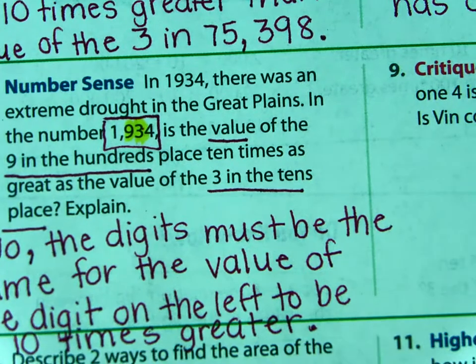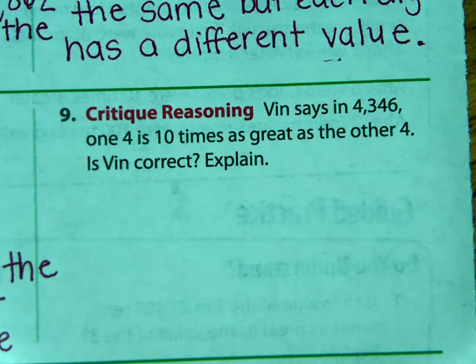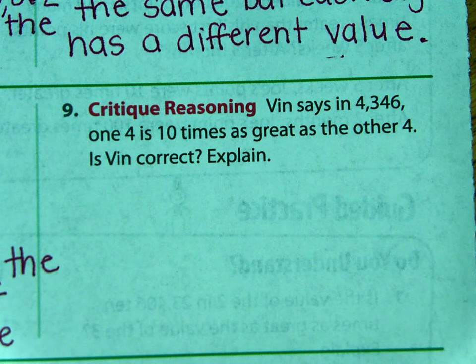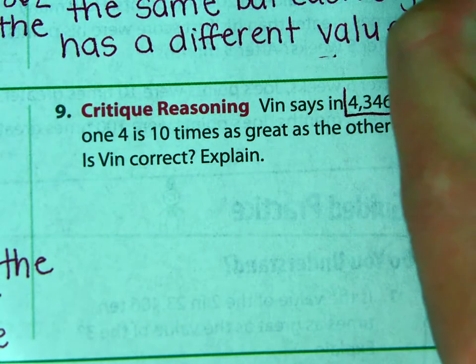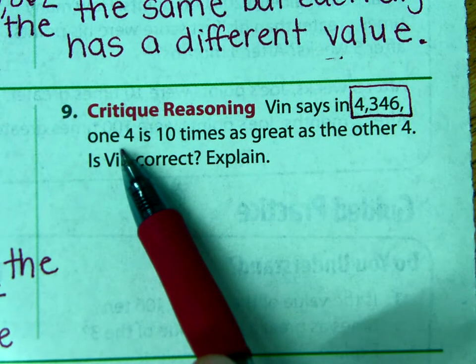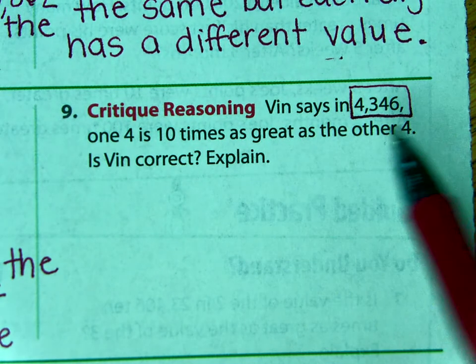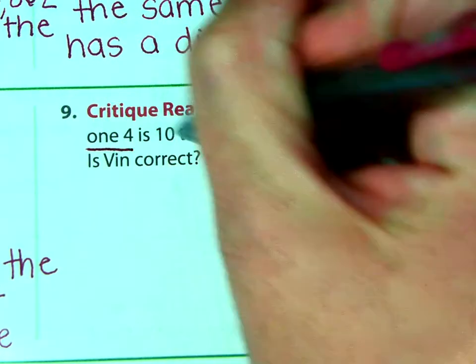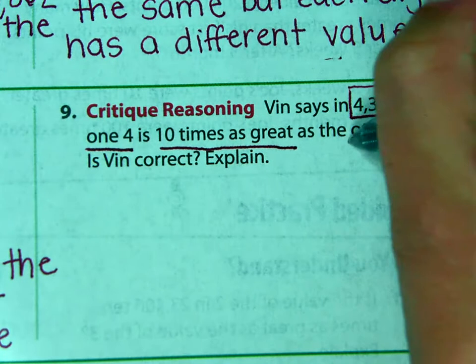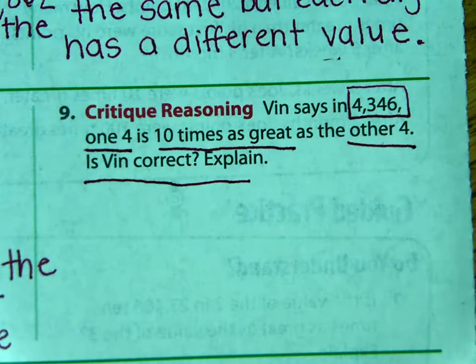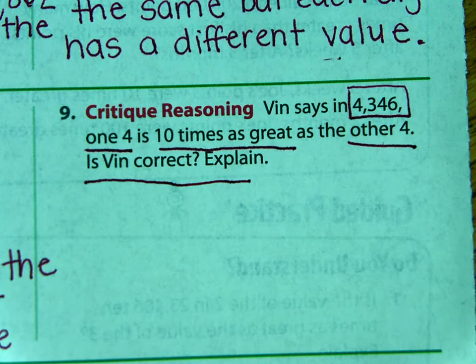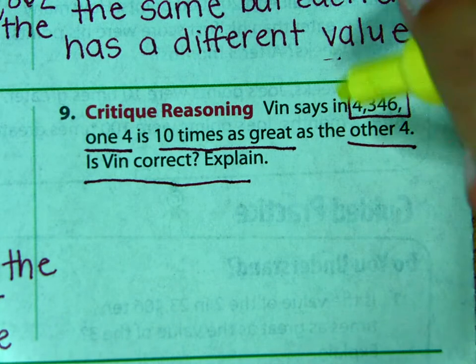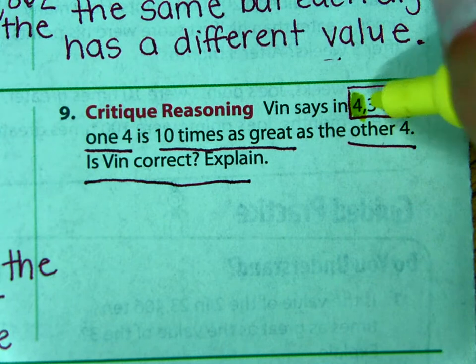Moving right along. Number 9. Vin says in the number 4,346 that one 4 is 10 times as great as the other 4. So one 4 is 10 times as great as the other 4. Is he correct? And explain. So I am going to highlight the 2 4s because those are the numbers we're comparing. I have a 4 in the thousands place and a 4 in the tens place.